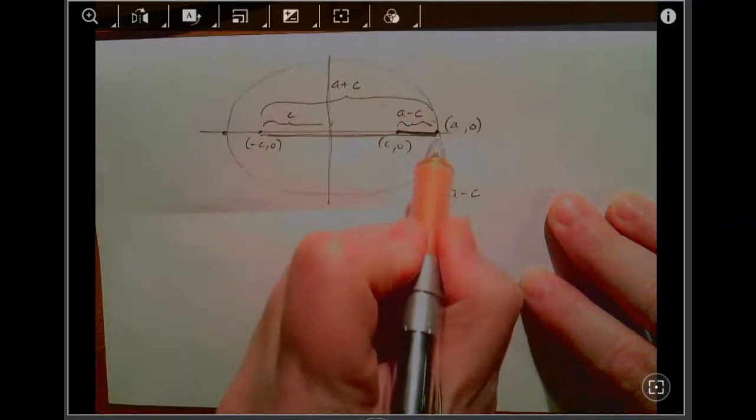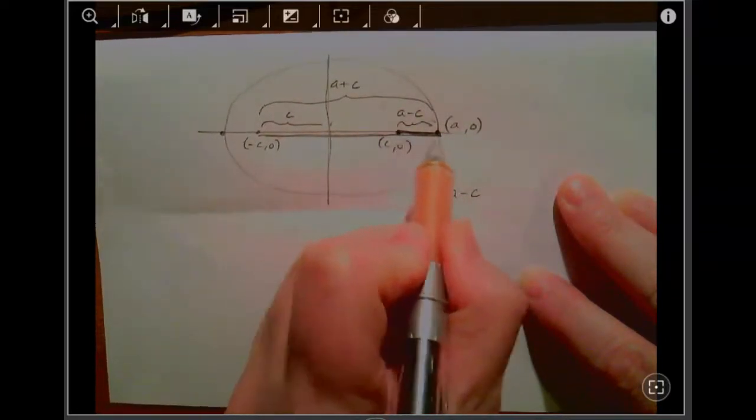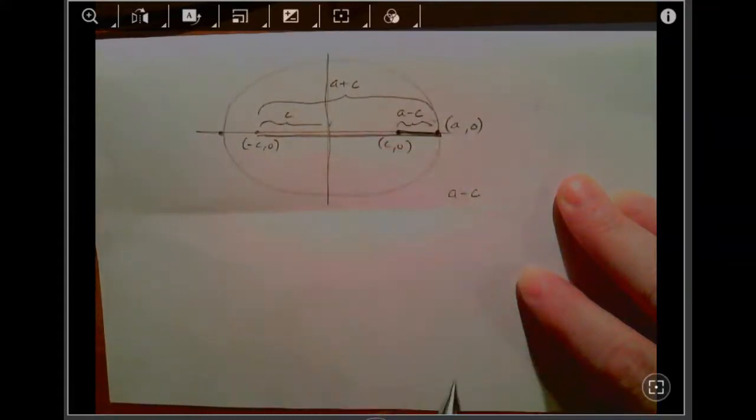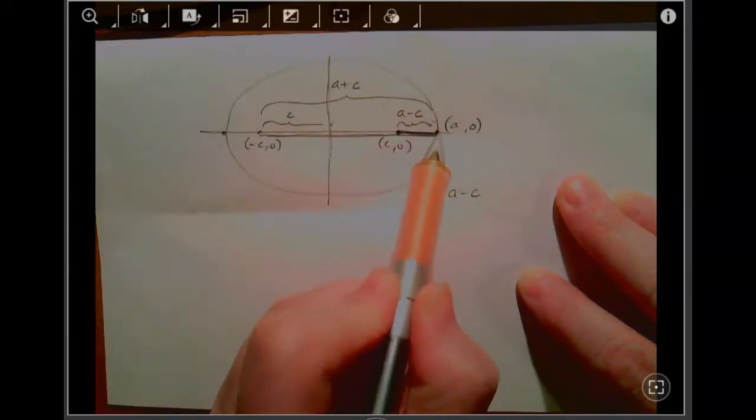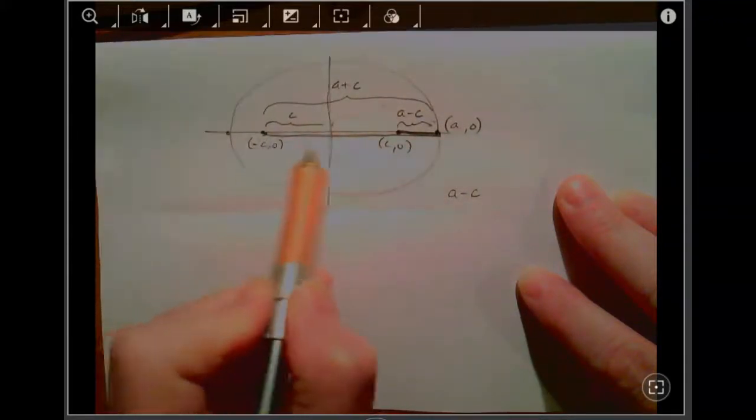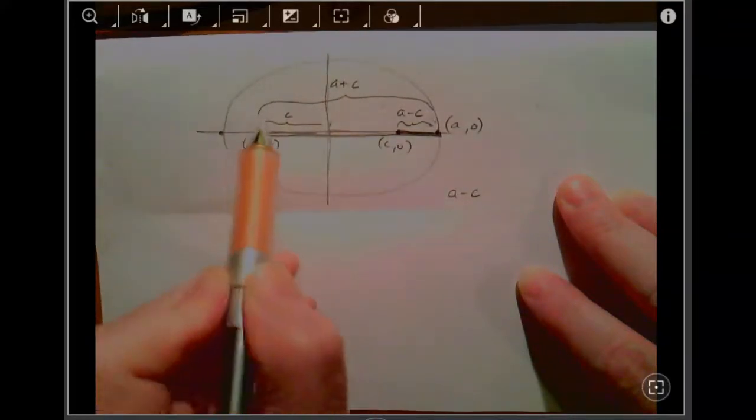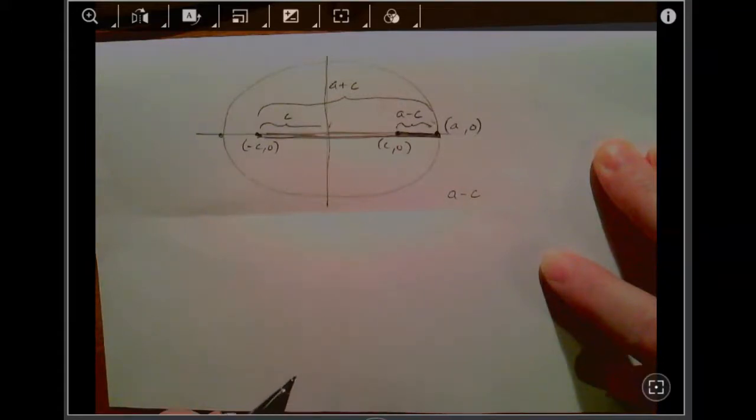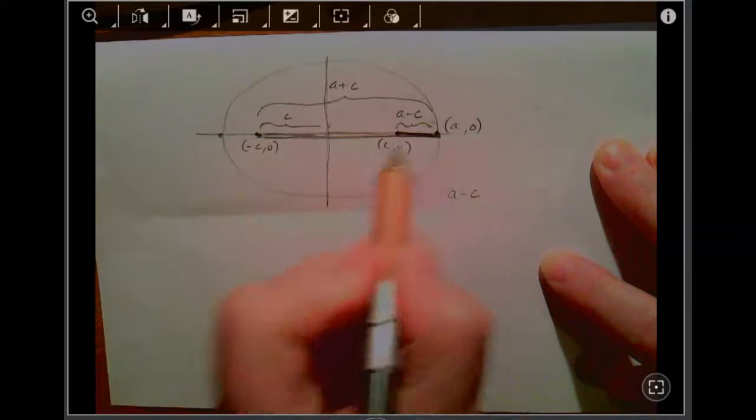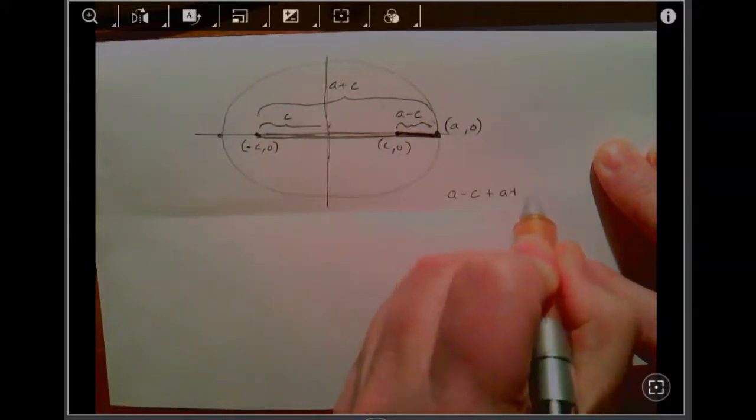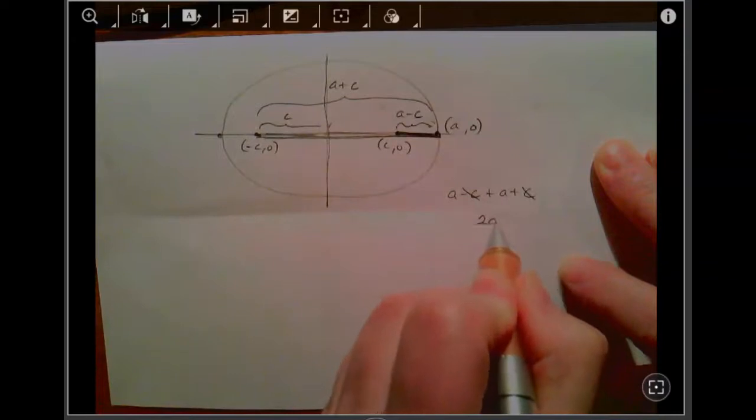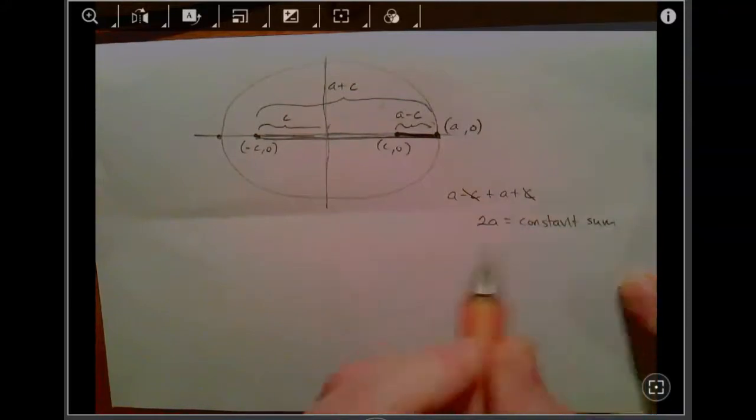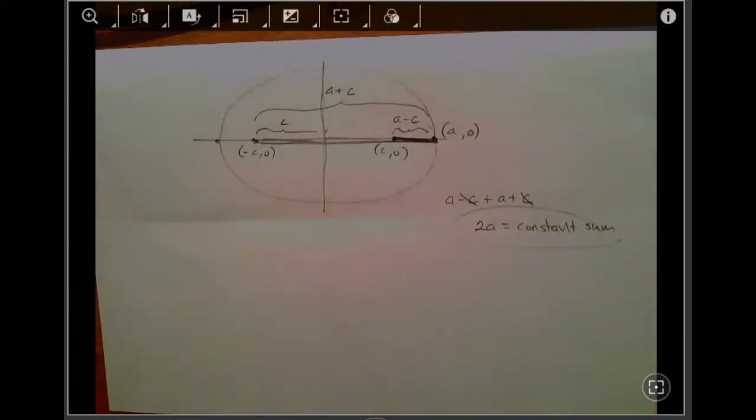If a were 10 and c were 7, that distance would be 3. We would get it from doing 10 minus 7. And then the distance from this point to the other focus is, this is c, and this is a, so that whole distance is a plus c. So our set distance that defines our ellipse is this plus this, and then the c's cancel, and we just get 2a. So that's our constant sum of distances, and that's a quick explanation as to why it is 2a.